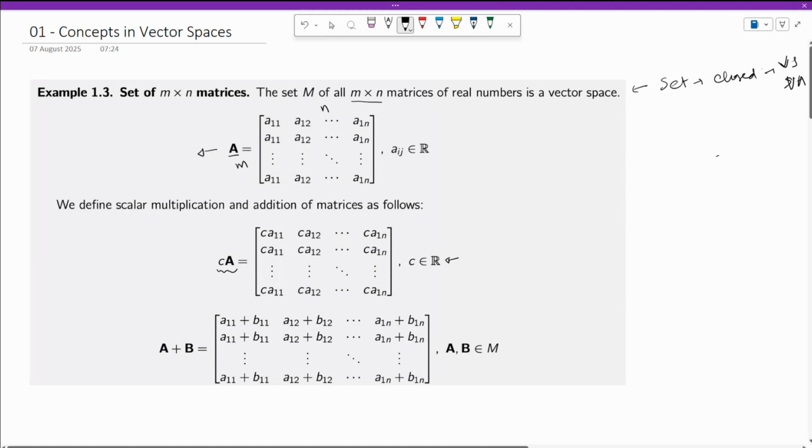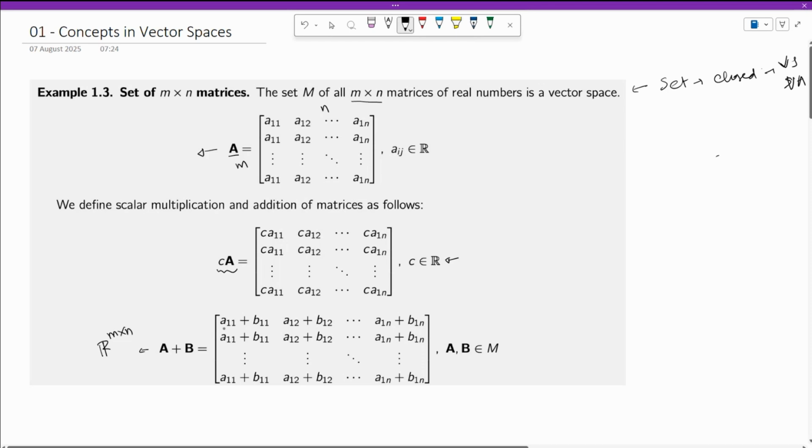In Rn, what were the conditions for adding two vectors? When can you add two vectors? Yes, they have to be from the same space, right? Similarly, here you can add two matrices only if they have the same number of rows and the same number of columns. That means both of them have to be from R^(M×N). And the addition operation is similar to vector addition. You simply add the elements corresponding to the same index. You do the same thing here: you add the elements corresponding to the same row and column number.